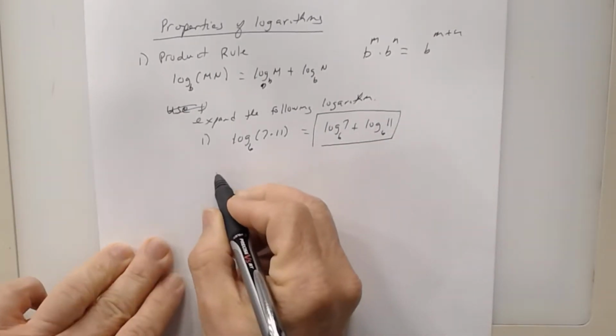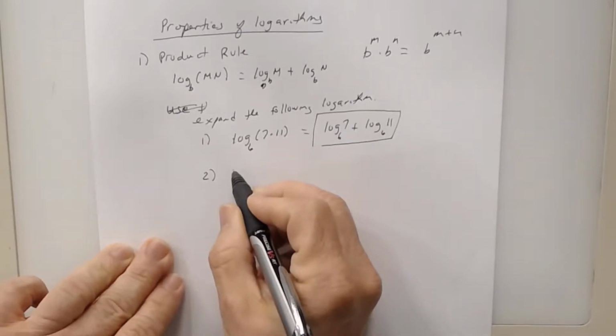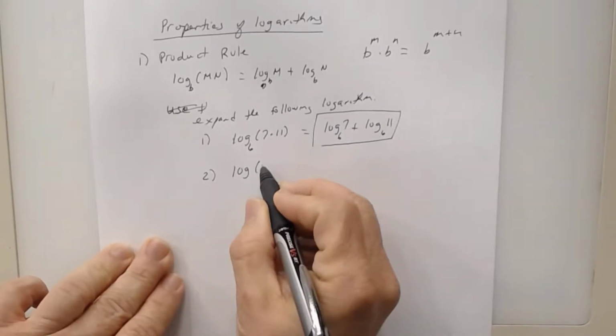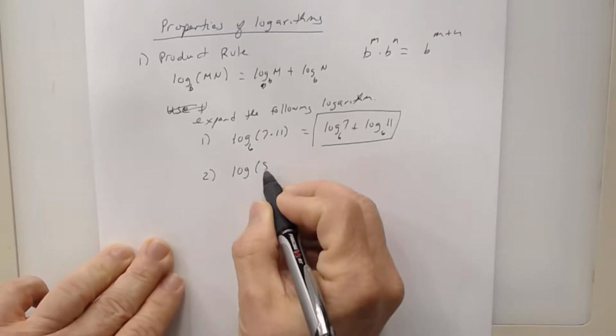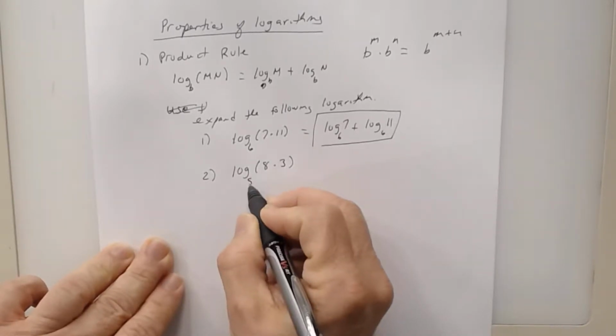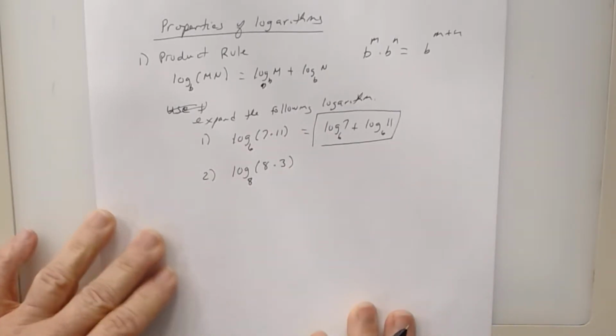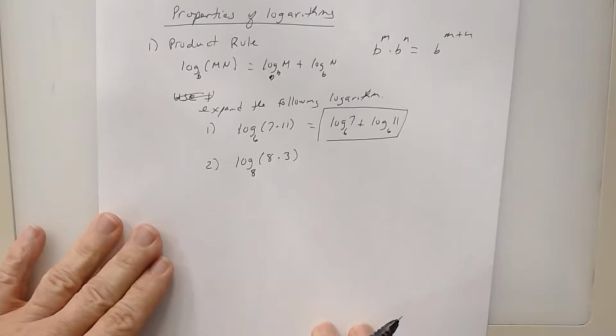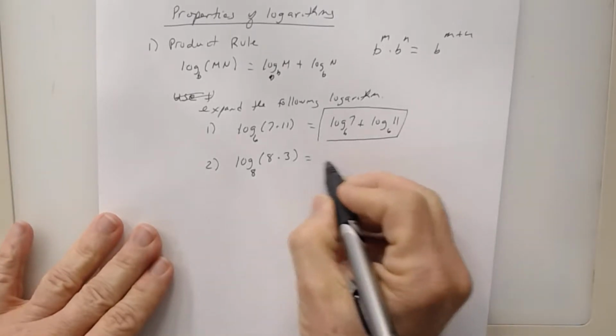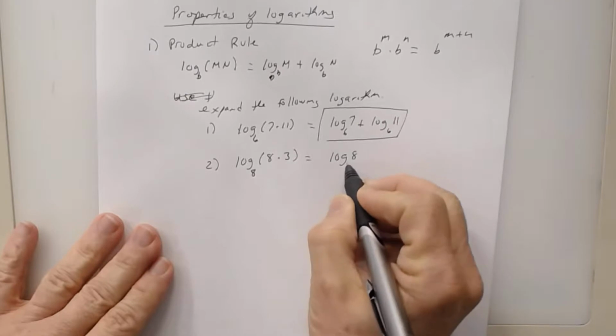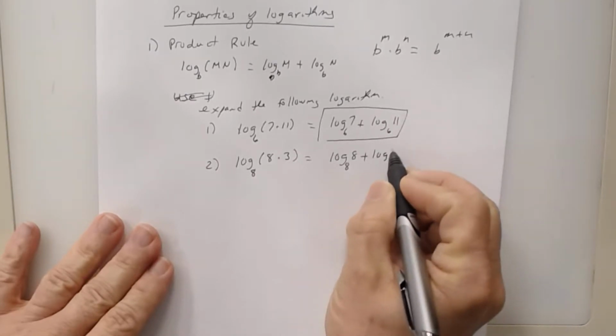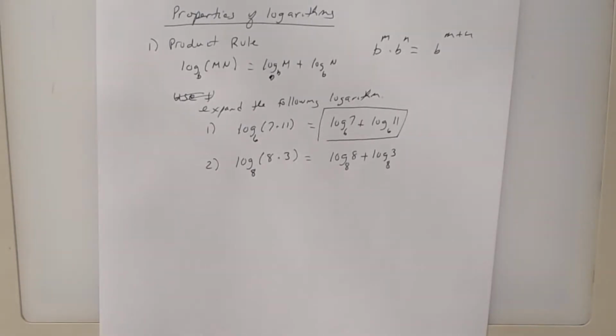Okay, number 2. Listen carefully. The log of 8 times 3 base 8. All right, so what are you going to write? Log of 8 base 8 plus log of 3 base 8. So that's where we're at, right? Do any of you notice anything else you can do? Add your arguments. Say again?